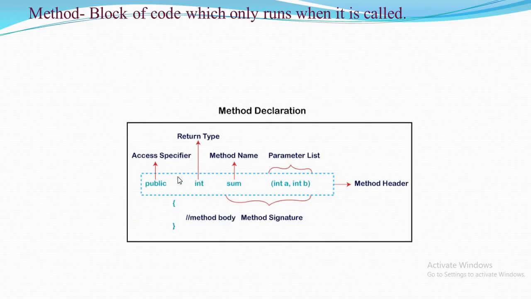Syntax for the methods. The first one is public, the access specifier, which can be accessed from anywhere. Then int is the return type. Then sum is the method name. Then the parameter list, which we are passing.